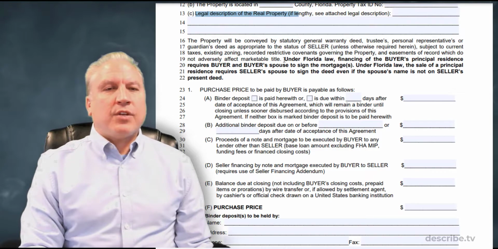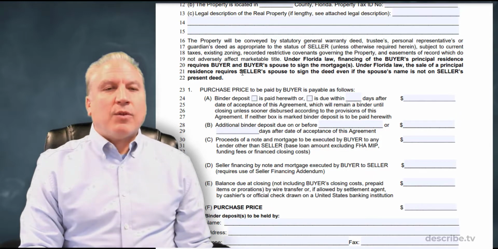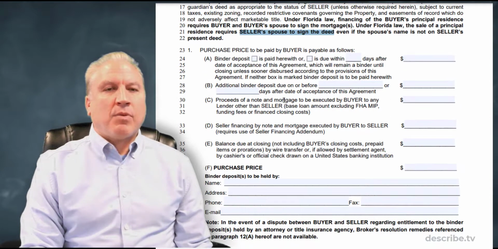Notice in bold it says under Florida law, financing of a buyer's principal residence requires the spouse to sign the mortgage. And if you're buying a property from a person who's married, the seller's spouse has to sign the deed even if the spouse is not on the original deed because of community property laws.